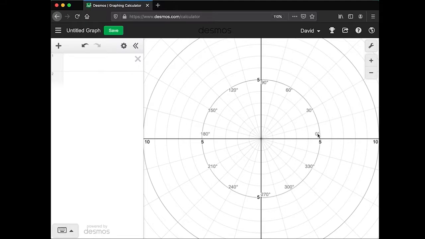And now notice that we have degrees from 0 all the way down to 360. Notice that we have positive 5 to the right and positive 5 to the left. Positive 1, 2, 3, 4, 5. And when you go down, it's still positive. Remember that, and we'll cover this in a few minutes, if it's 30 degrees and your r is negative, that's when you go backwards. And now we can graph.